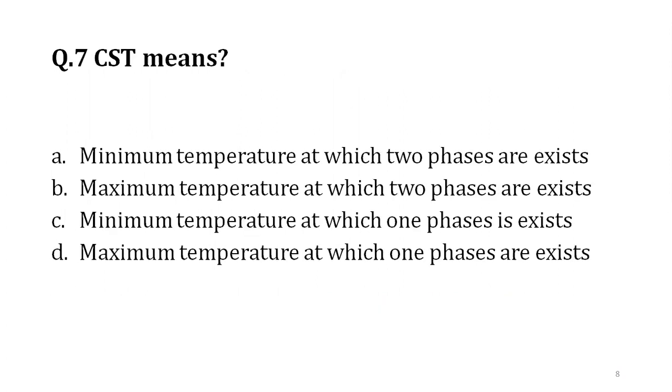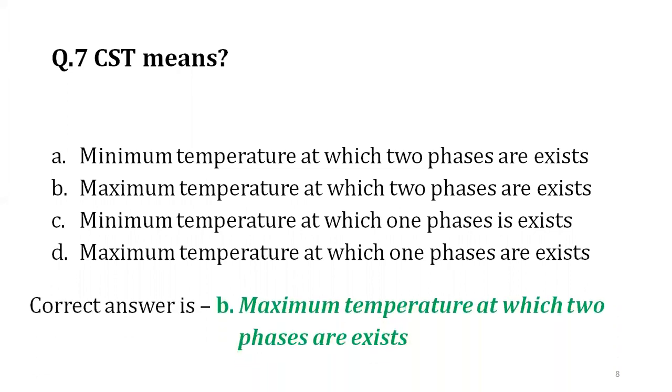Next, CST means: option A, minimum temperature at which two phases exist; option B, maximum temperature at which two phases exist; option C, minimum temperature at which one phase exists; and option D, maximum temperature at which one phase exists. The correct answer is B, maximum temperature at which two phases exist. This is as per the definition of CST. CST is also called UCT, the upper consolute temperature.